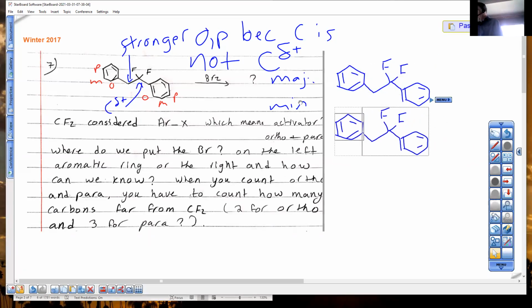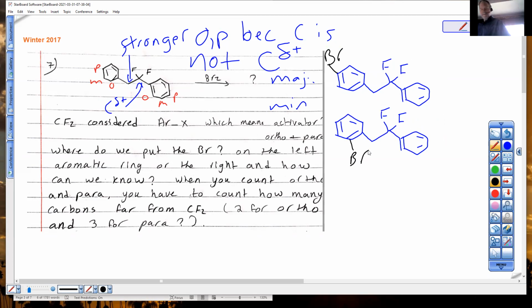And the minor is down here. We're putting a bromine on. Para, major, ortho, minor. That ortho is fine.